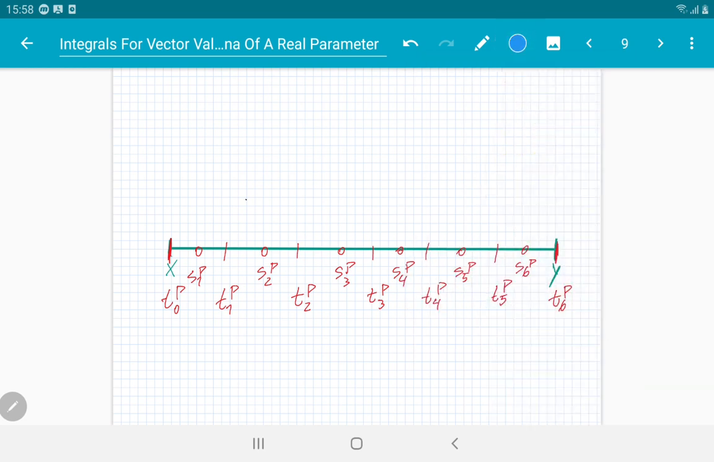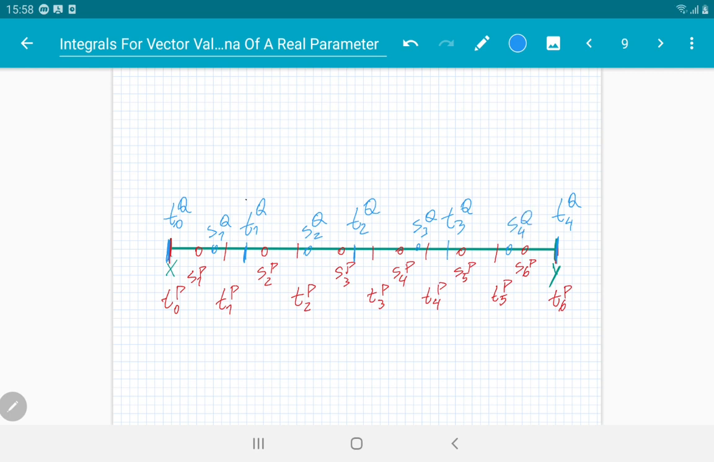Let me draw another partition with a different number of points. That's going to be Q. So I'm going to write these on top. The first point is, of course, the same for any partition. T1Q, T2Q, T3Q, and T4Q. That's the last point, and then there are the marks. The mark S1Q is a point in the interval from T0Q to T1Q. Point S2Q is a point in the second interval. Point S3Q is a point in the third interval.